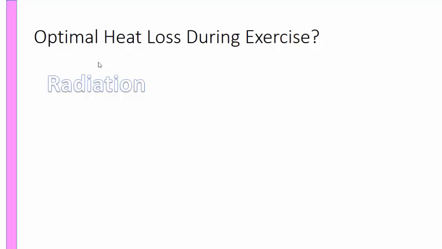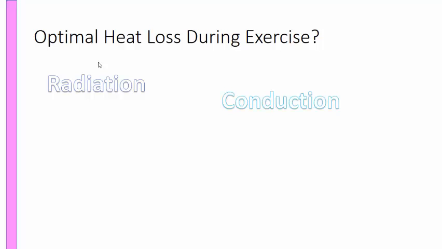So radiation can be affected by if you wear less clothing. So if you wear less clothing, then you're going to have more skin exposed to the atmosphere, so you can have more radiation occurring, and more heat is going to be able to leave your skin to the atmosphere if the atmosphere is a lower temperature than your body.